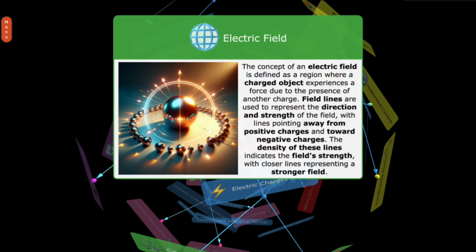The concept of an electric field is defined as a region where a charged object experiences a force due to the presence of another charge. Field lines are used to represent the direction and strength of the field, with lines pointing away from positive charges and toward negative charges. The density of these lines indicates the field's strength, with closer lines representing a stronger field.